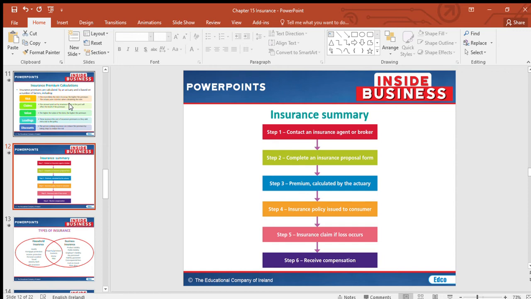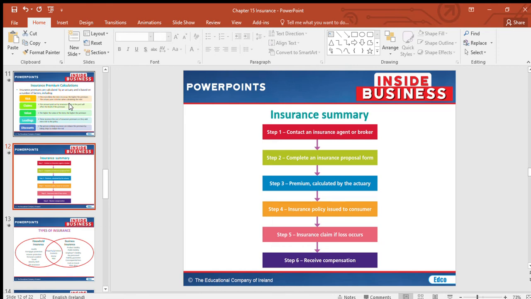Step 5 then is, obviously, if something happens, if there's some damage, some crash or whatever, now you have potential for a claim. So you're filling out the claim form, in the event that something happens. And step 6 would be if you were wronged in any way from the accident, if your car was damaged, somebody drove into the back of your car or something like that, you can receive compensation. And compensation is the money you receive, premium is the money you pay.